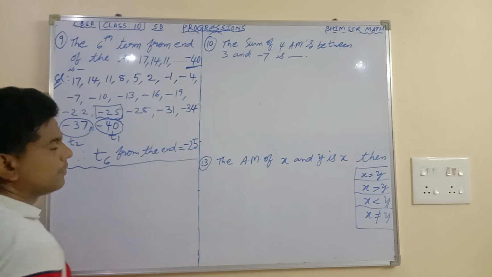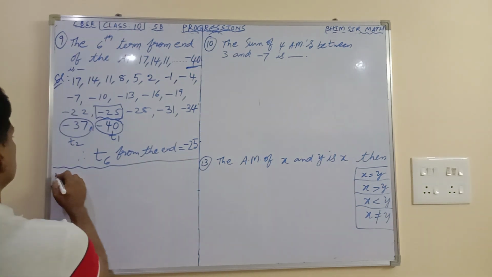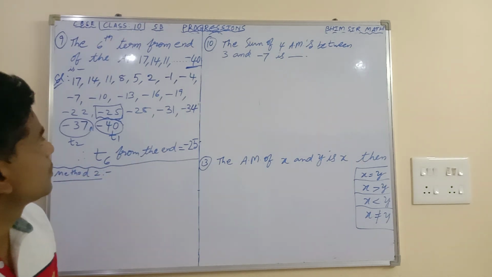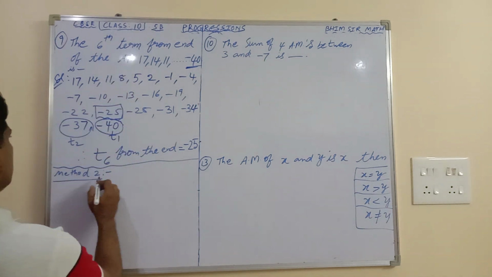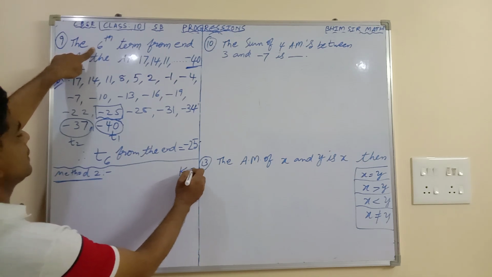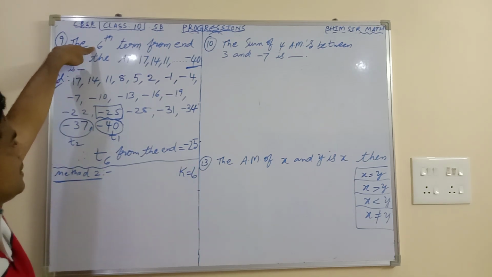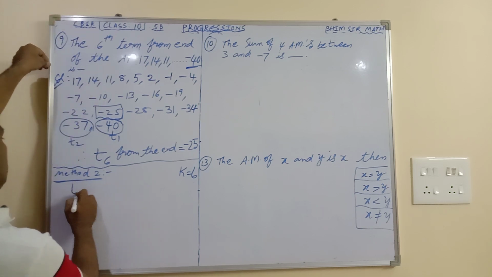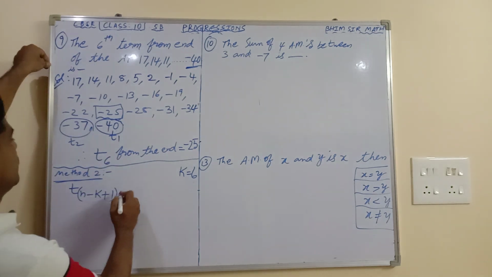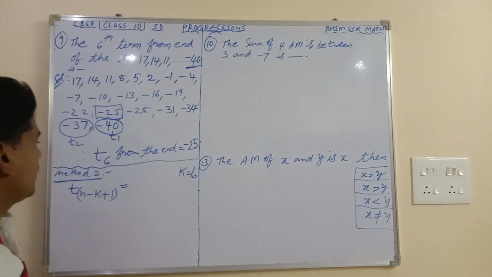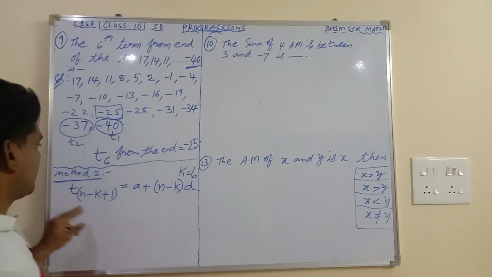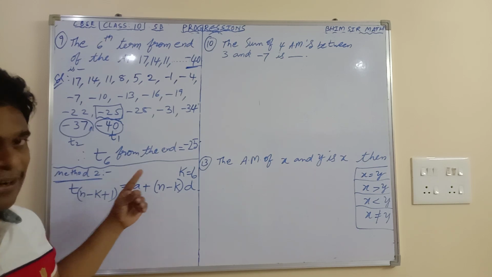So the formula method you also have to learn. We have a formula for this question. Here let it be K. K value is 6. So the term is T(n - K + 1). This is the direct formula: A + (n - K) D. This is the direct formula to find any term from the end of the AP.